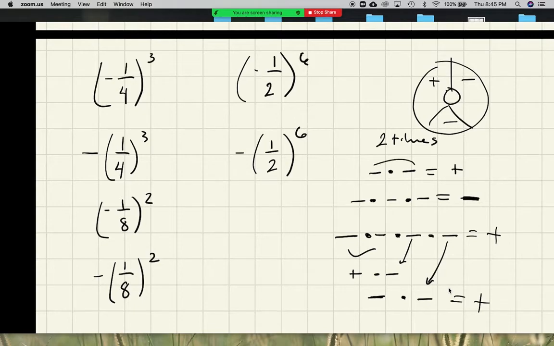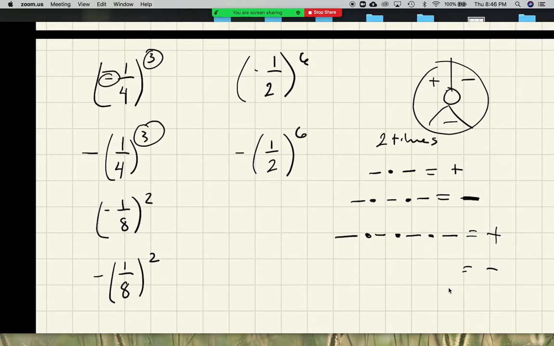So if I do it 2 times, I get a positive. If I do it 3 times, I get a negative. If I do it 4 times, I get a positive. If you had to guess, when I do it 5 times, what will it be? It'd be a negative. So pretty much even numbers would make it a positive.